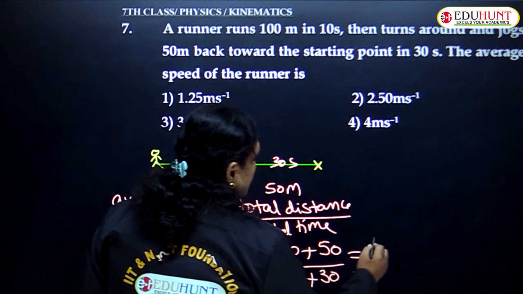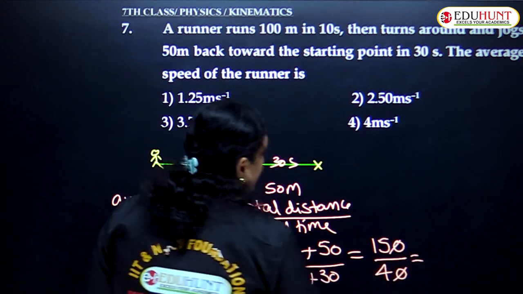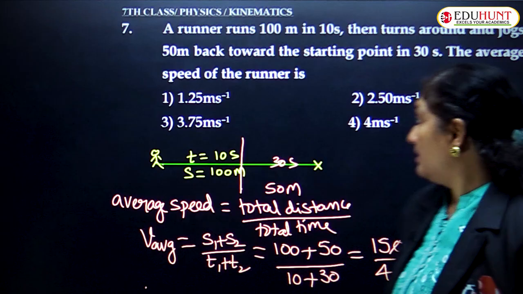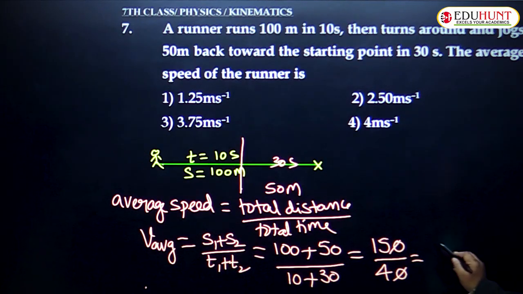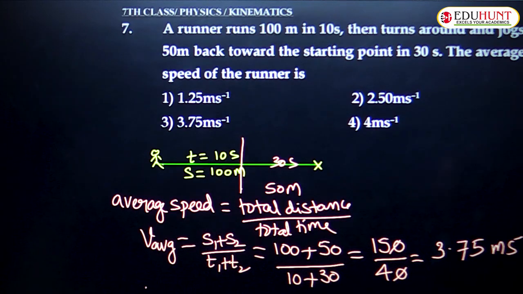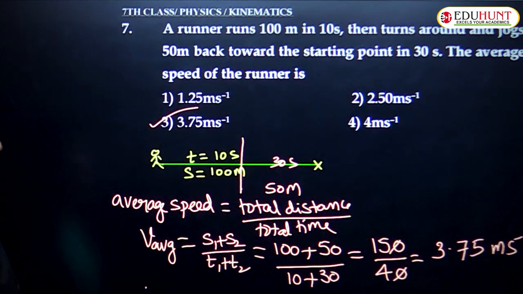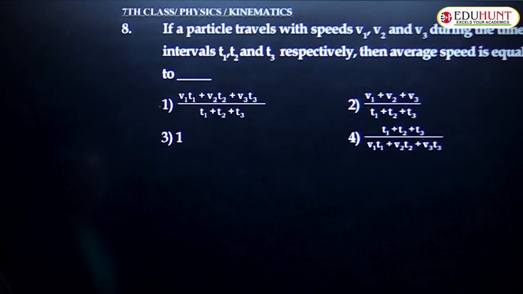So, how much is that equal to? 150 upon 40. And if you simplify this, how much are you getting, children? 4 3 is 12, it is 75. 3.75 meter per second. Hence, your correct answer would be option number 3. 150 upon 4 is 3.75. Okay, children. Moving to the next question.